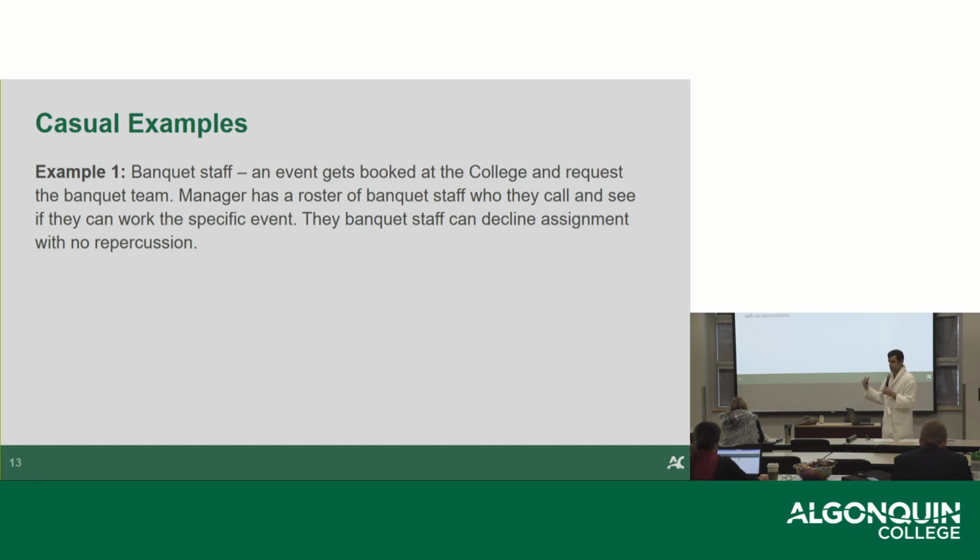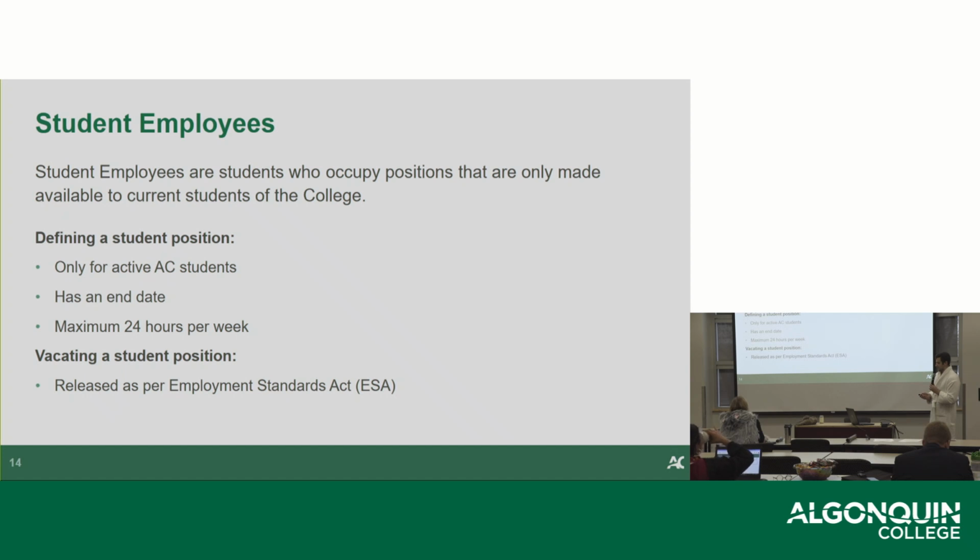There is no seniority with casual employees. There's no obligation to try to work things out in terms of work hours. You have your list, go through it, and hire someone who exactly meets what you need. If the individual says, I can only work 11 to 5, not 10 to 5, then maybe look at someone else on your list. And again, they can decline the assignment with no repercussions. So, any questions on casuals? Okay.